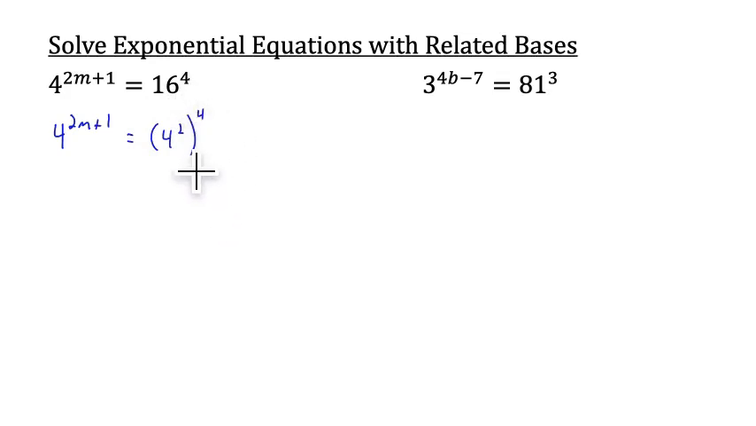Now we use our exponent properties over here. We have an exponential expression raised to a power, so we'll multiply those exponents. And now we have two exponential expressions with the same base equal to each other, so the exponents must be equal to each other. So we'll write an equation that says that, and we'll use our inverse operations to solve for m.